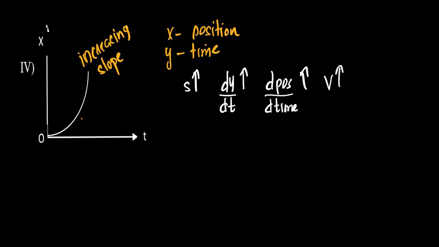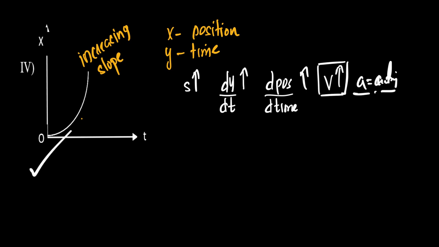When velocity is increasing, what does it mean? When velocity of a body increases, it happens only when there is acceleration acting on it, which means that this option is also correct.